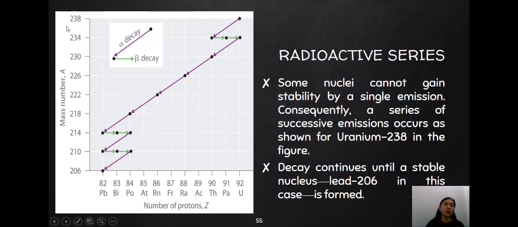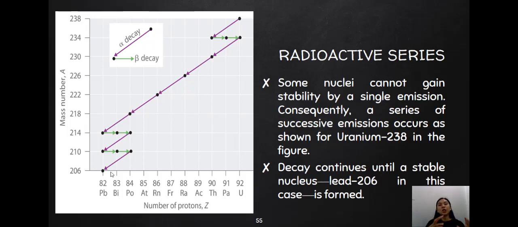This is shown by your uranium-238. So this is your uranium-238. Let me explain this graph to you. The purple line indicates that it underwent alpha decay, and the green line means that it undergoes your beta decay. So, for uranium-238 to become stable, it needs to reach lead-206. So here is lead-206. It can't go directly from uranium-238 to lead-206. So it should follow a series of steps to reach that stable configuration.